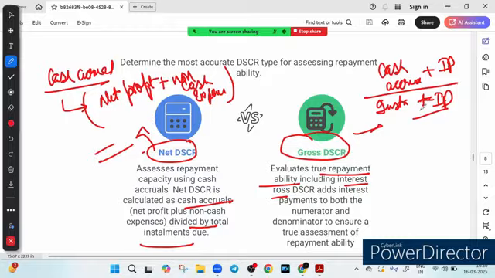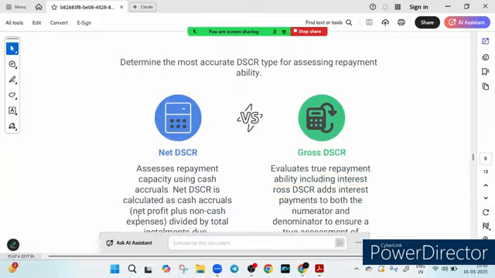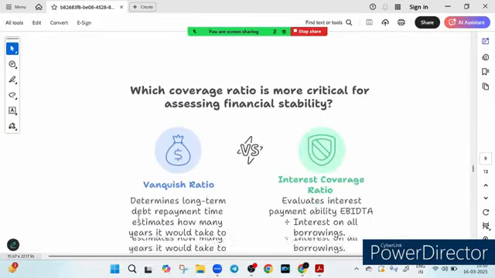A strong leverage ratio and a healthy DSCR ensure financial stability and a smart borrowing decision. That is the role of DSCR. I hope it is clear, net DSCR and gross DSCR, and which gives you a better financial picture. I hope it is clear.